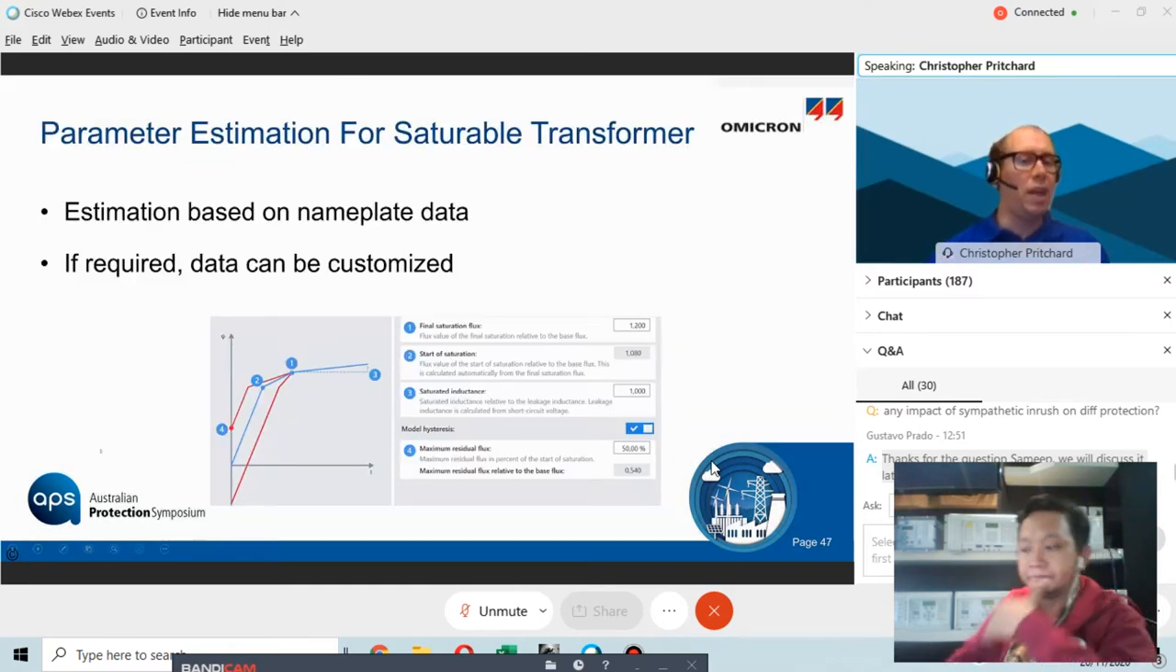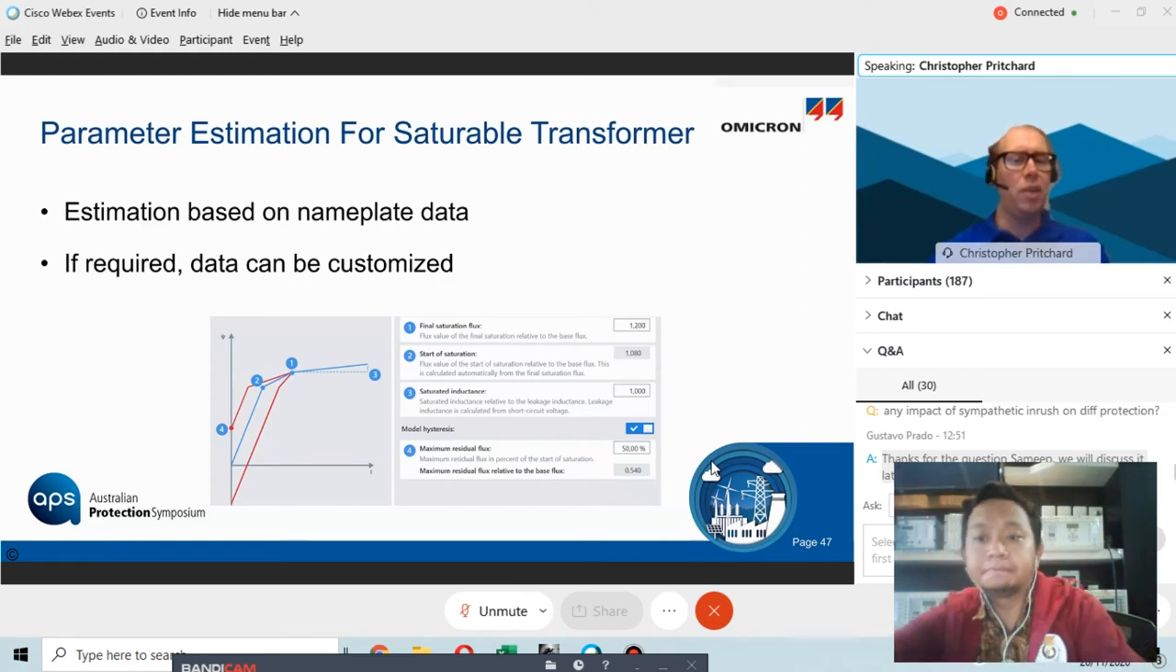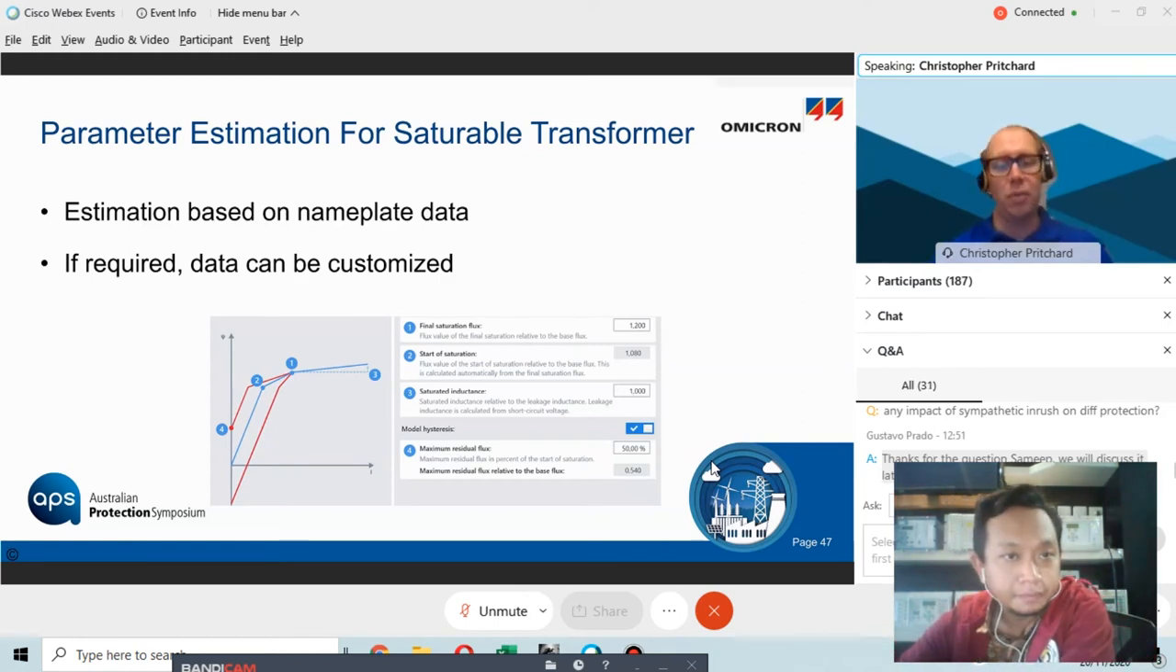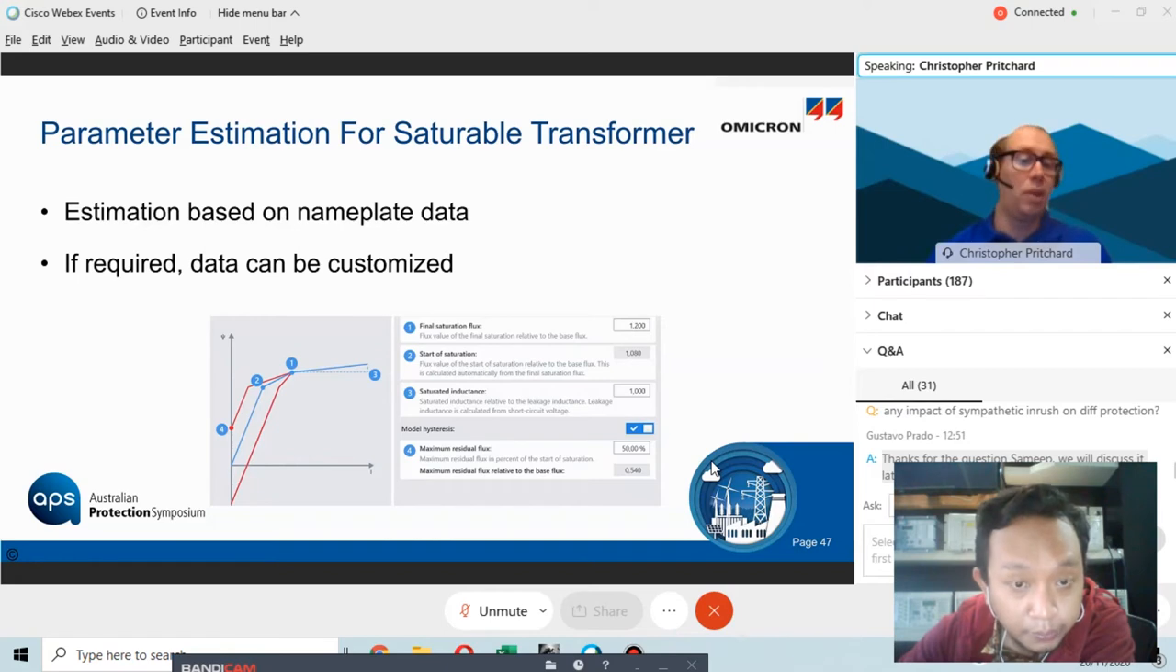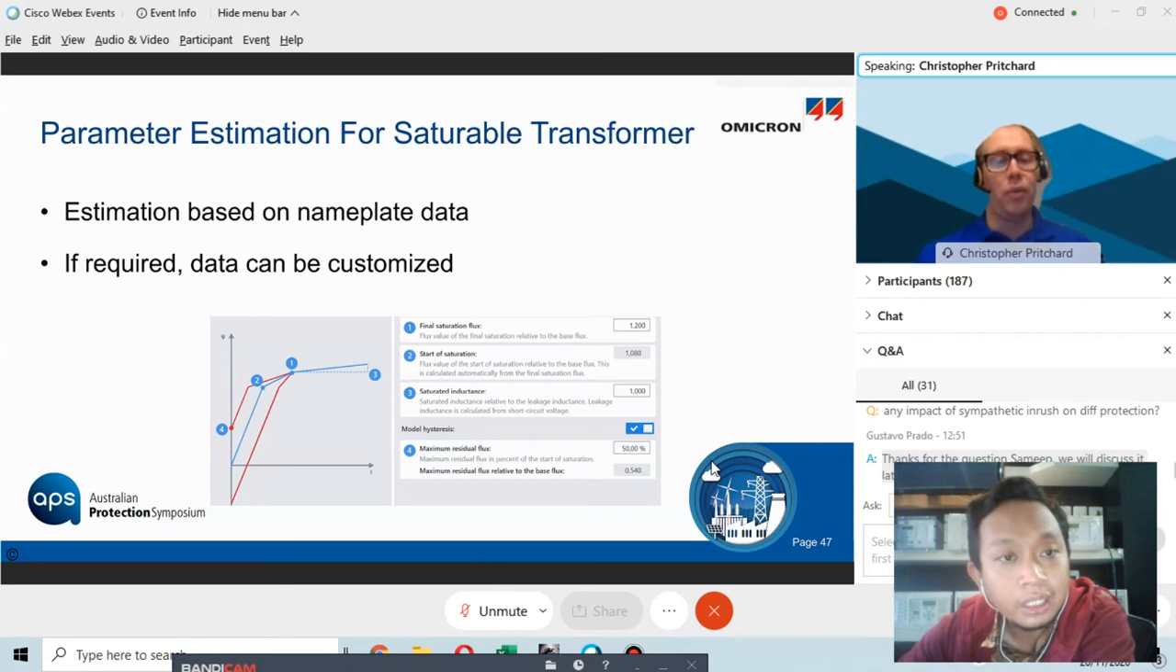It sounds complicated. Simulating the saturation of the transformer can be a kind of a challenge. But we have to think about what our goal here is. And the goal is to commission a protection relay. Therefore, we have to have a realistic inrush current.